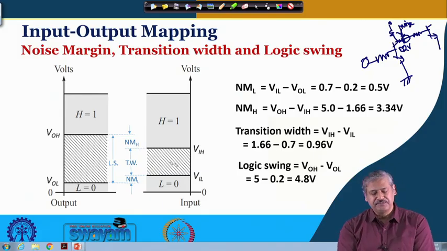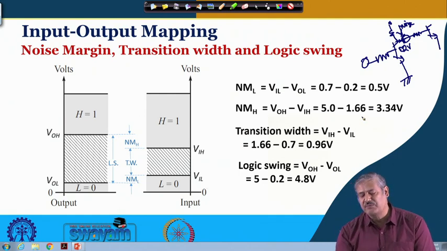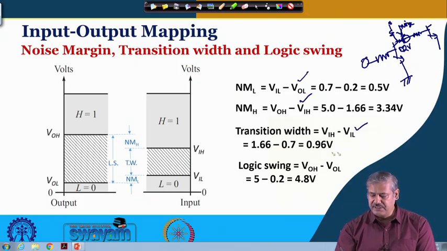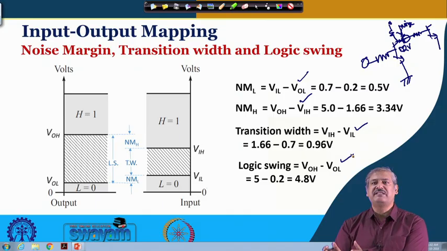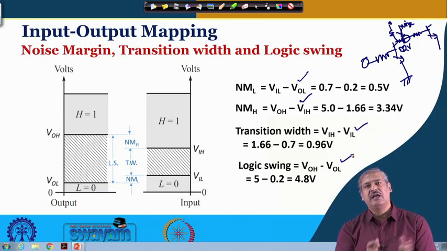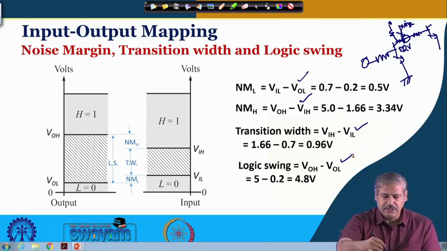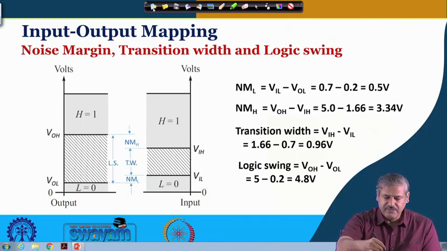Accordingly, these two terms are defined, and in this specific example that we have taken, it is 5 volt minus 1.66 volt, which is 3.34 volt. Transition width, of course, is the difference between VIH and VIL, and then there is logic swing. These definitions that you see are general, irrespective of the example we have taken, and apply to any logic family and the corresponding gates.